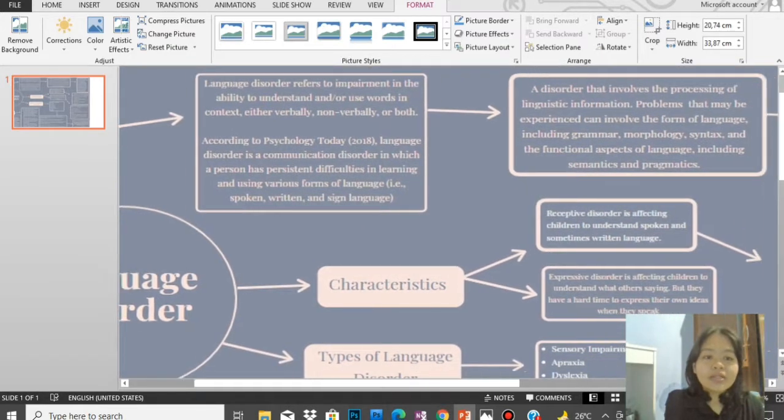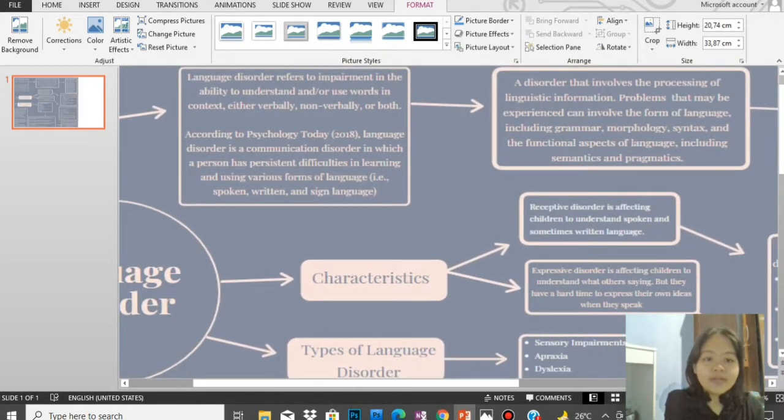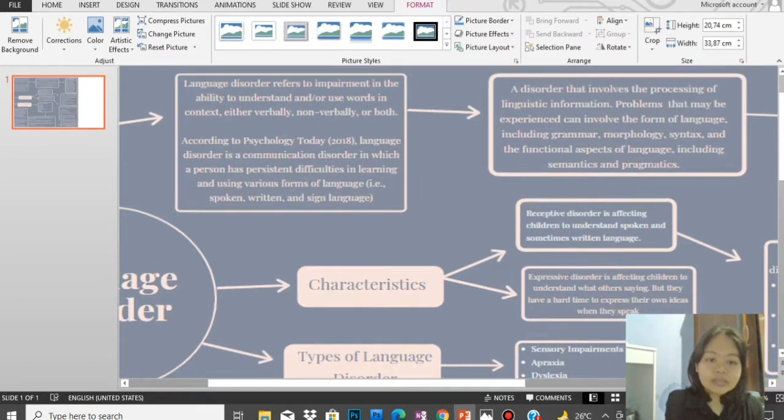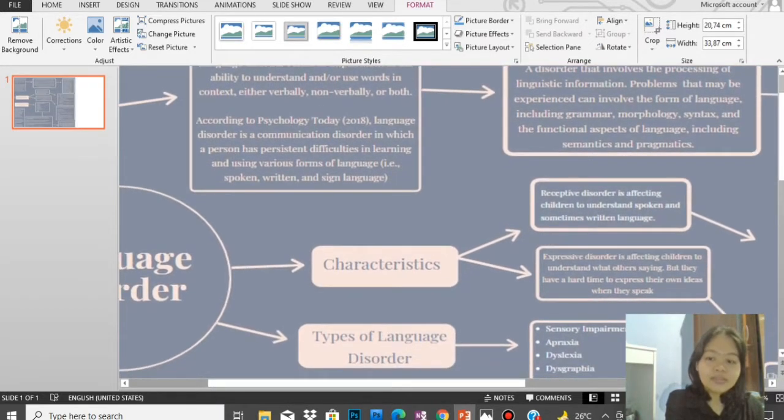A disorder that involves the processing of linguistic information. Problems that may be experienced can involve the form of language, including grammar, morphology, syntax, and the functional aspects of language, including semantics, and pragmatics.